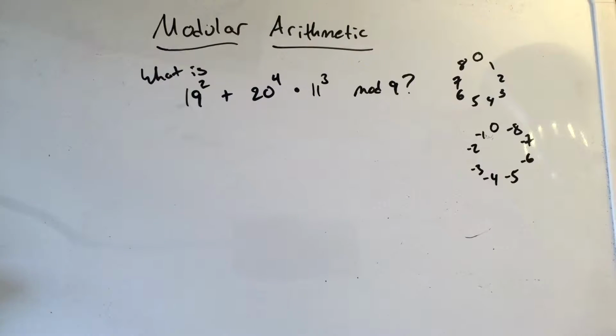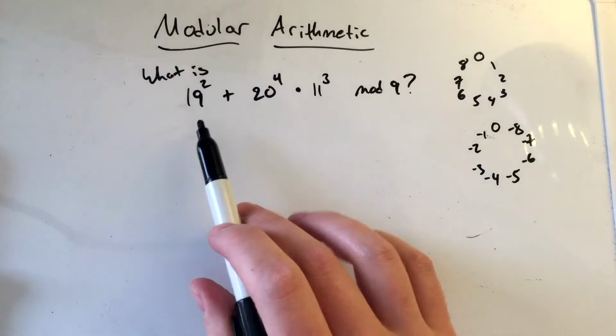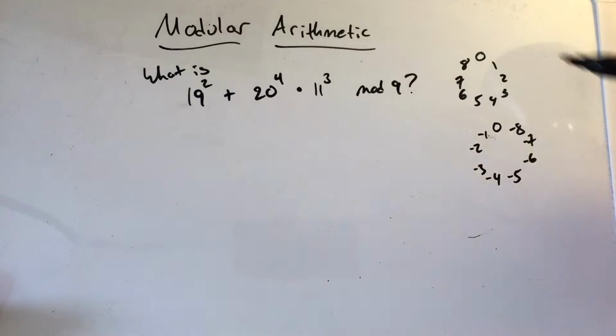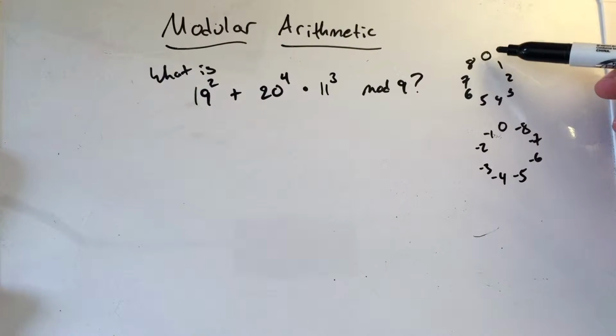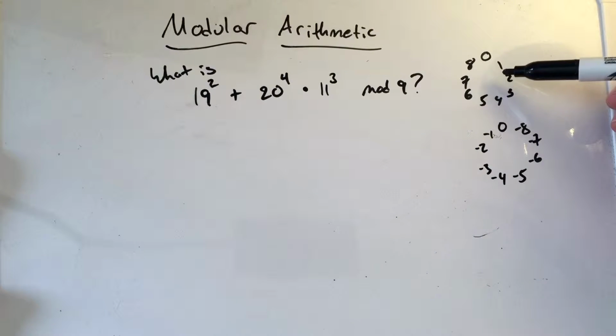In this video, we're going to do a little harder problem here with modular arithmetic. All right, so our question here is, what is 19 squared plus 20 to the fourth times 11 to the third mod 9? Now, we noticed before in the previous example that if we mod from 0, mod 9 would be 0 through 8. Those are the possible answers.